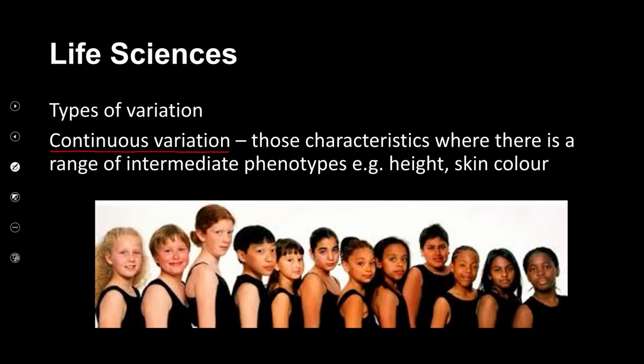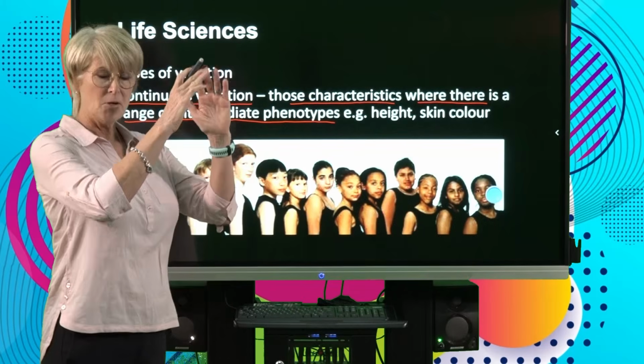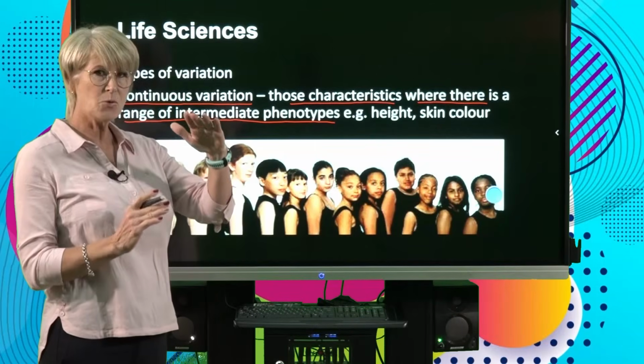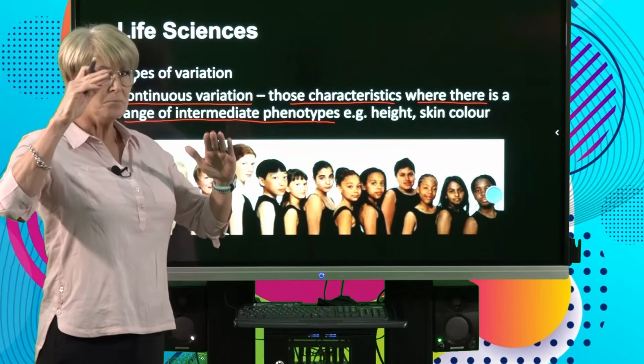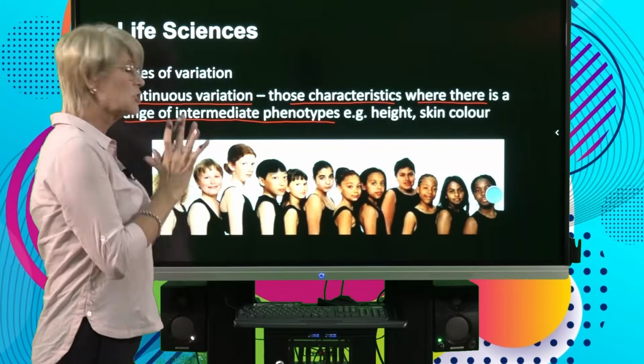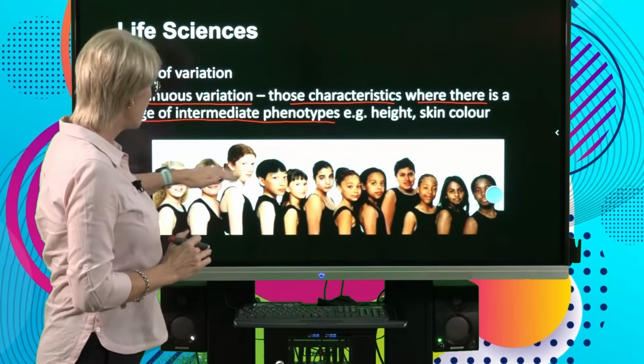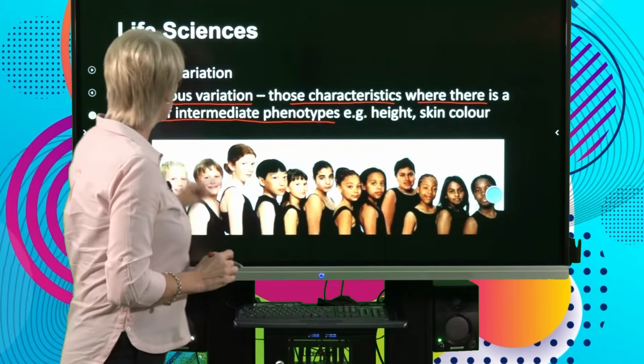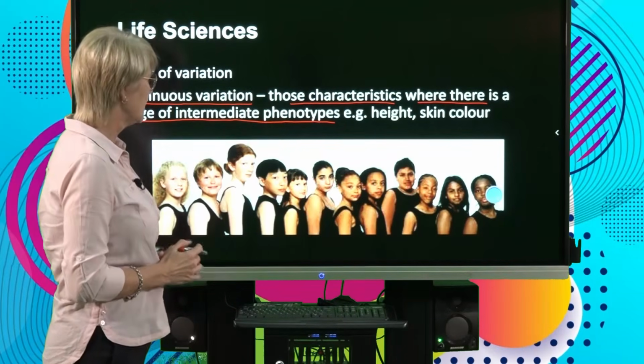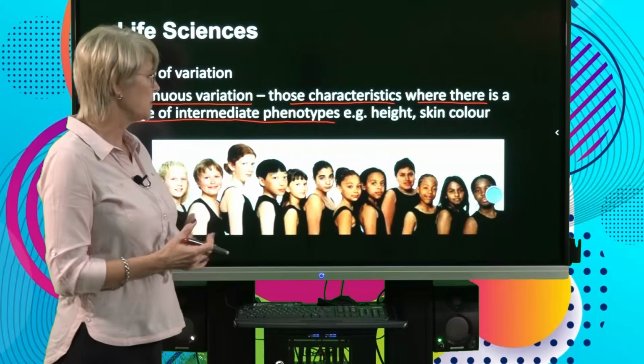And if we have a look at the definition of continuous variation, then it's those characteristics where there is a range of intermediate phenotypes. So in other words, we don't just see short and tall. We see some short and then some a little bit taller and then some a little bit taller than that and middle height and then some very tall. So there isn't just two categories or three categories, short, medium and tall. There is a variation between all of them. So there's a range of intermediate phenotypes. And remember, phenotype is our physical appearance.